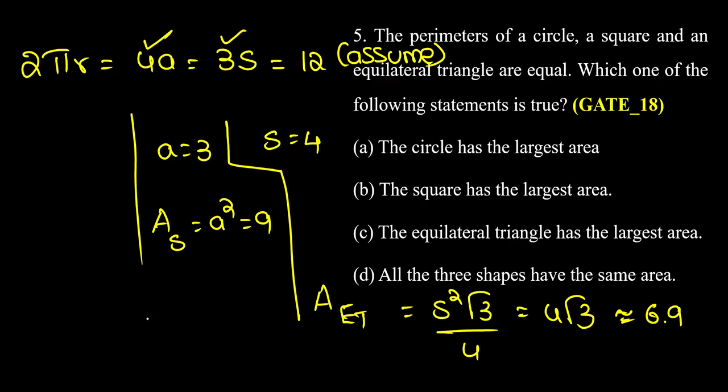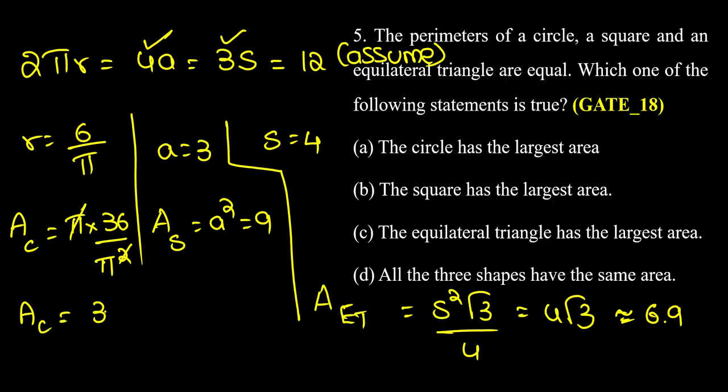Now finally we have to go for circle. 2 pi r equal to 12, pi r equal to 6, r equal to 6 by pi. Let it be, 6 by pi. Now what is the area of circle? Area of circle is pi r square. So 36 divided by pi square, times pi, so pi cancels. Now still 36 divided by pi.